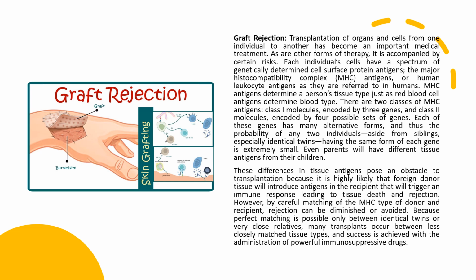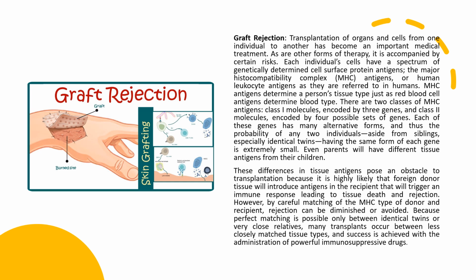MHC antigens determine a person's tissue type, just as red blood cell antigens determine blood type. There are two classes of MHC antigens: class 1 molecules, encoded by 3 genes, and class 2 molecules, encoded by 4 possible sets of genes. Each of these genes has many alternative forms, and thus the probability of any 2 individuals, aside from siblings, especially identical twins, having the same form of each gene is extremely small. Even parents will have different tissue antigens from their children.